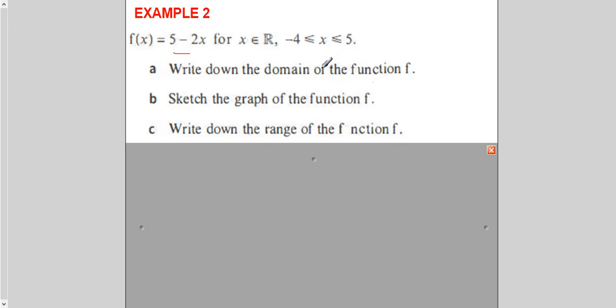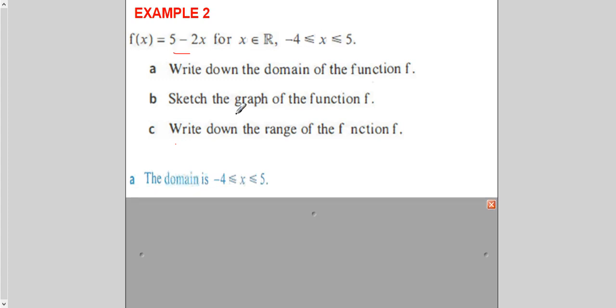So this is usually a 1 mark question. It is just to check the understanding of your concept. You don't have to do any working. So the domain of the function is minus 4 to 5. Exactly, this is your answer.